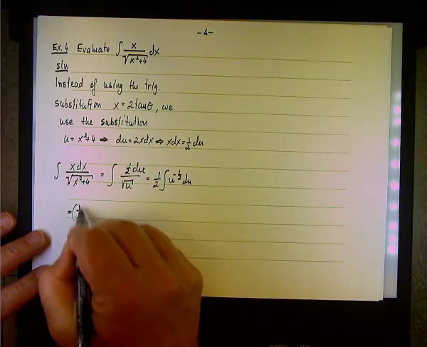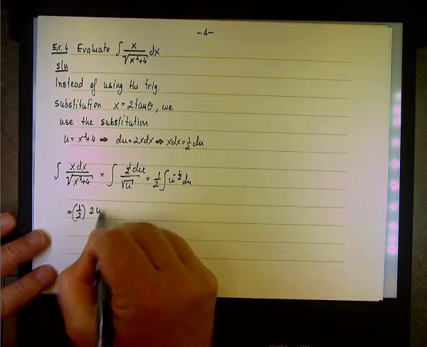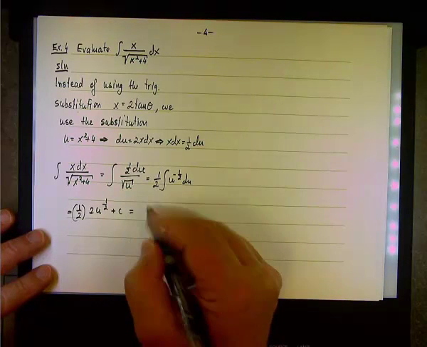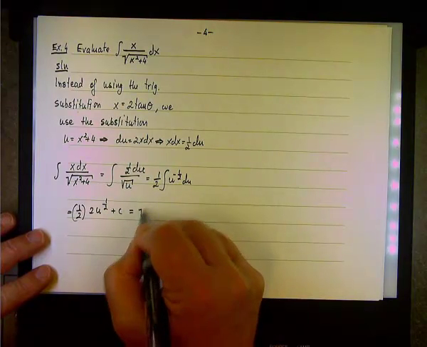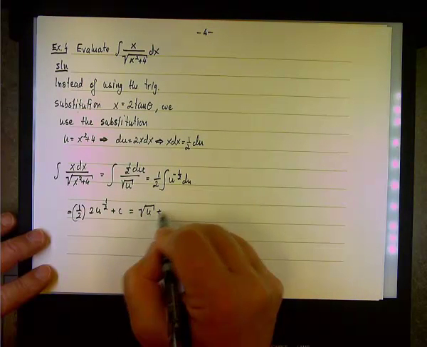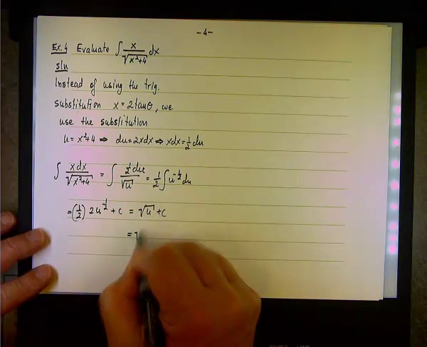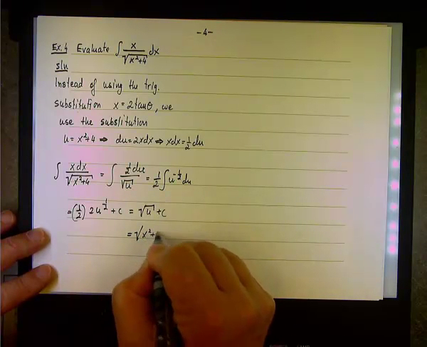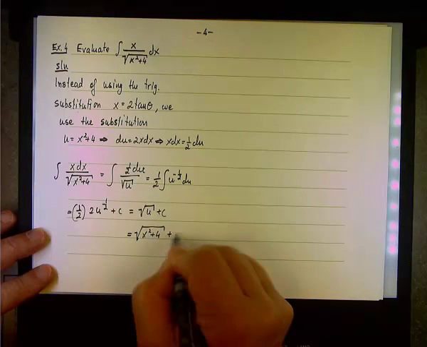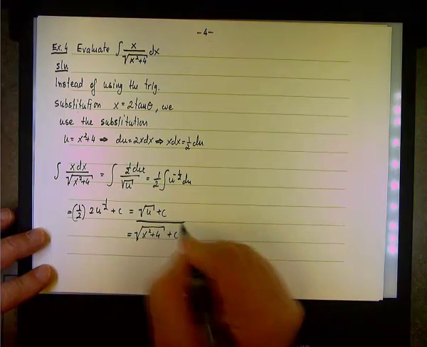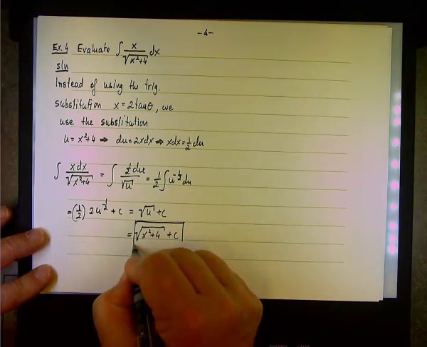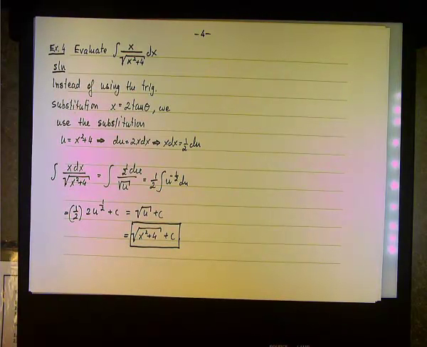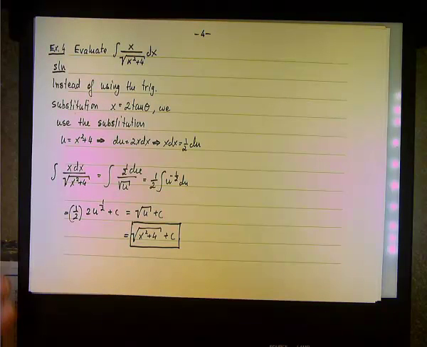So it will be 1/2 times 2 u to the 1/2 plus c, or you end up having simply the square root of u plus c, and at the end we need to bring back x, so it will be the square root of x squared plus 4 plus c. So sometimes you don't have to work hard to solve a problem like this.